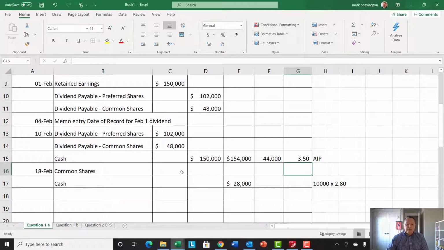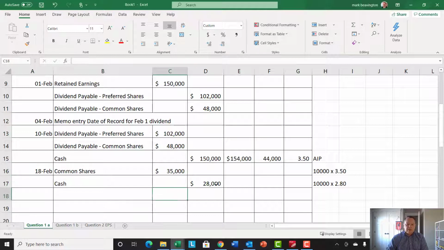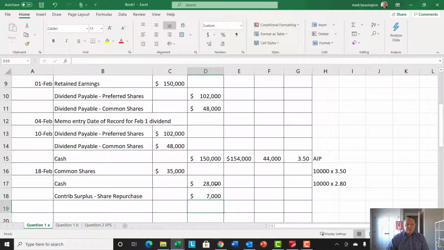So we redeemed or repurchased 10,000 common shares. I got the 28,000 in the wrong spot here, but there we go. That's the credit to there. Our common shares number should be the 10,000 shares times the average issue price, which is $3.50, or 35,000. That's right. The difference goes to that contributed surplus share repurchase account, and that should be $7,000.